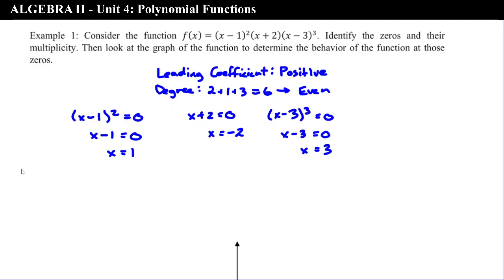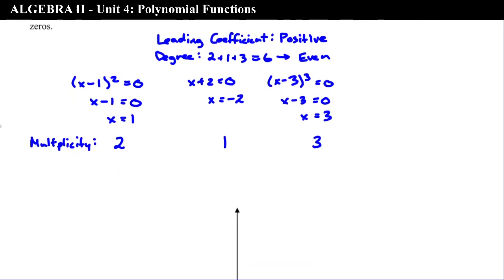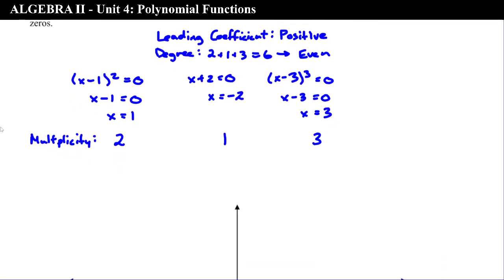All right, let's talk about the multiplicity. So the multiplicity of this first term is 2 because we have a power of 2. Multiplicity of the middle term is 1 because it had a power of 1. And of the last term, our power was 3, so our multiplicity is 3. Now we're going to use all this information. So we know our leading coefficient is positive and our degree is even, so we know the end behavior. Both arrows on the left and right will be pointing upward.